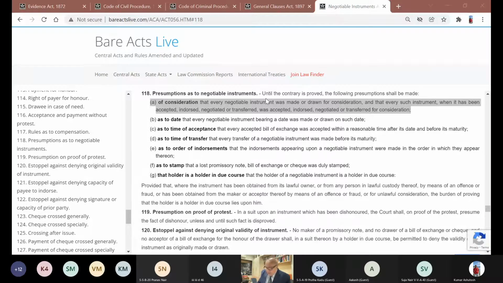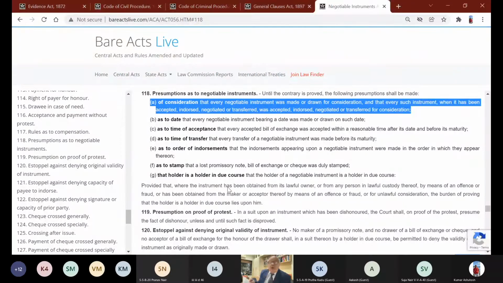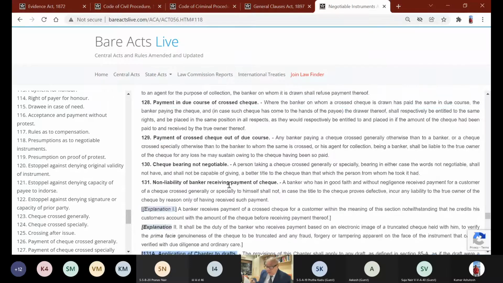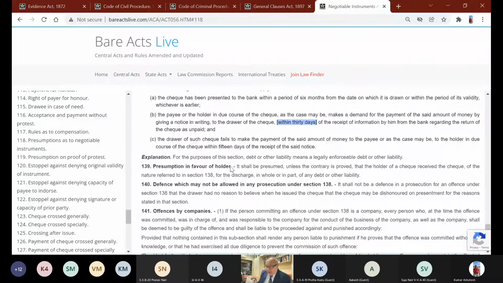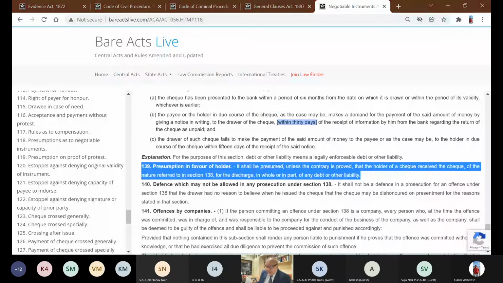Then as to date, every negotiable instrument bearing the date was made, drawn on such date. As to acceptance, some bill of exchange. 118 का पढ़ लीजिए आप, please, important. Then come to 139 also. Section 139 says, Negotiable Instrument Act, presumption in favor of a holder. It shall be presumed, unless the contrary is proved, that the holder of a check received the check of a nature referred to in 138 for discharge of the whole or part of the debt or other liability.